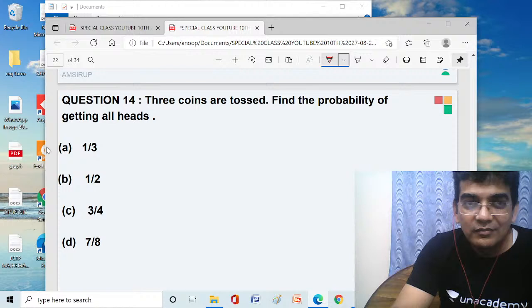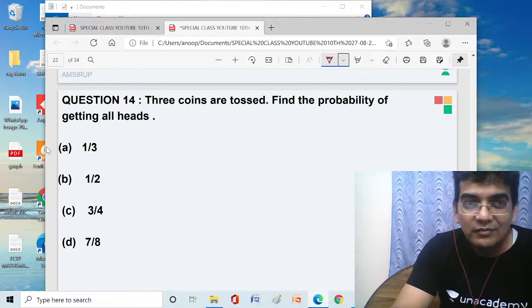Okay, now I have to make a change. Not all heads. Cancel it out. I am making a change here. Not all heads. At least 2 heads. I am making a change. At least 2 heads. Just make a change here.